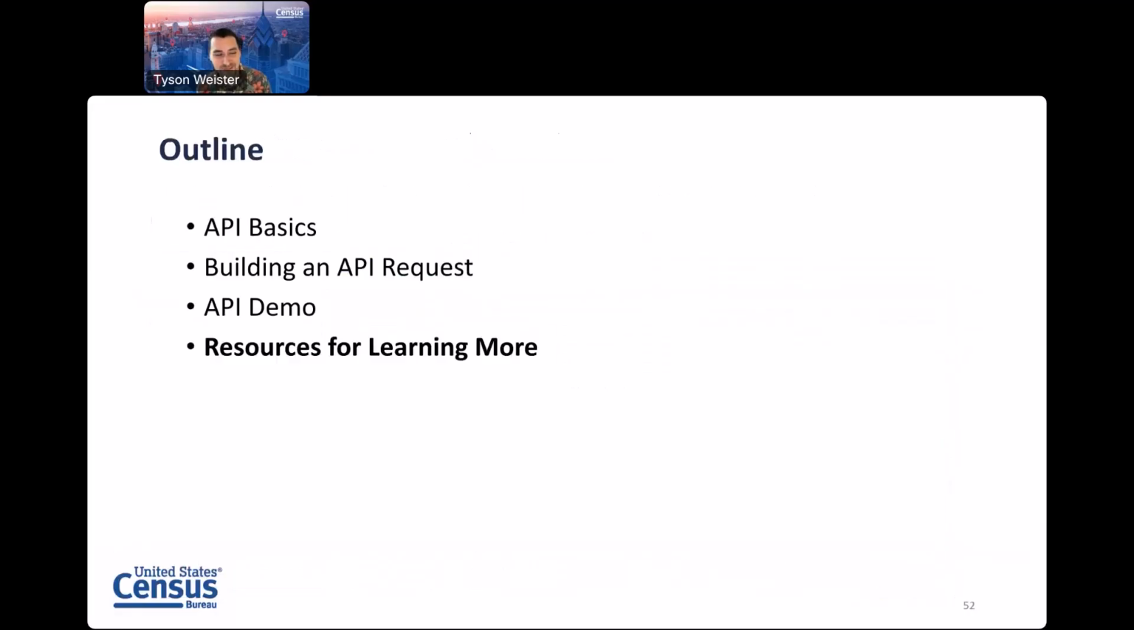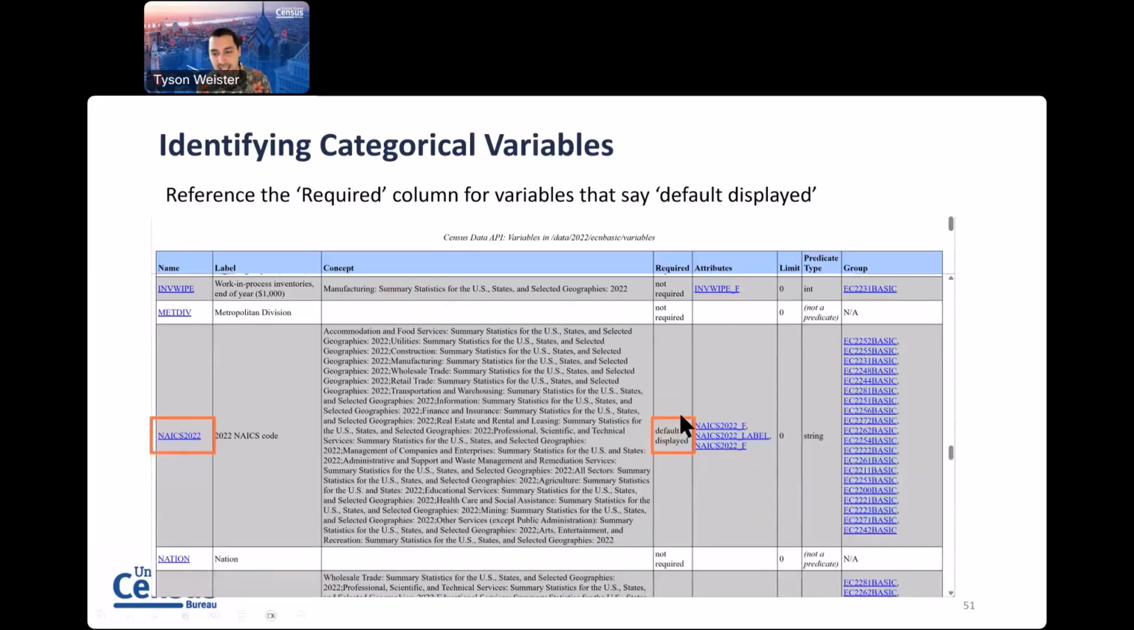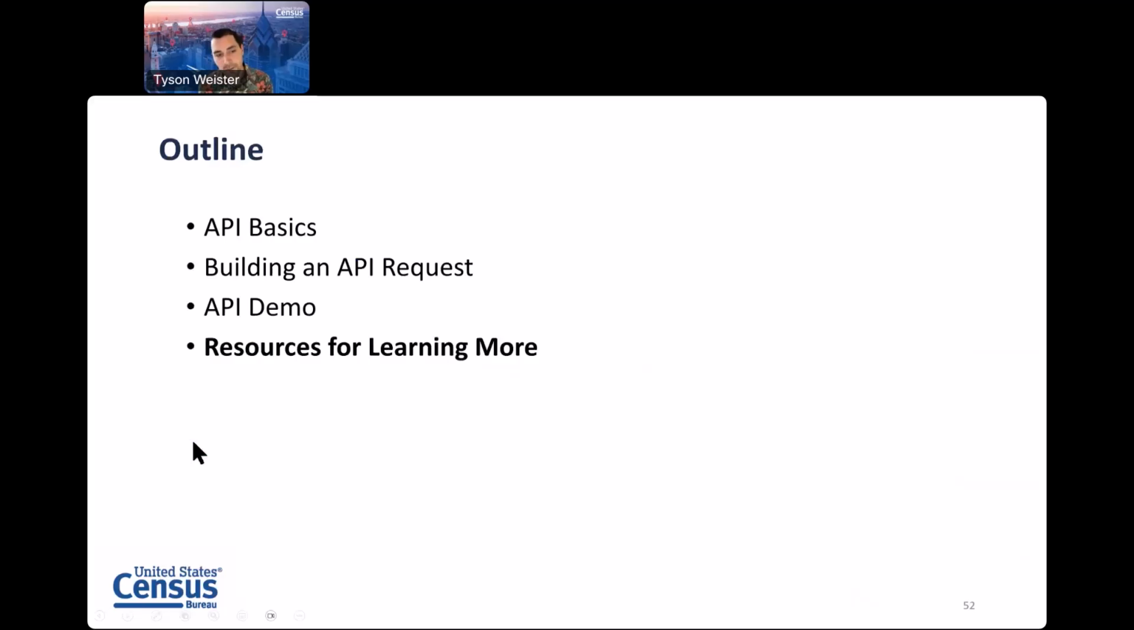And again, this slide is showing you how to know you're working with categorical variables. Look for default displayed in the required column. And then often if you click on the variable itself, you may need to put your API key in. It will show you the possible values for that variable.